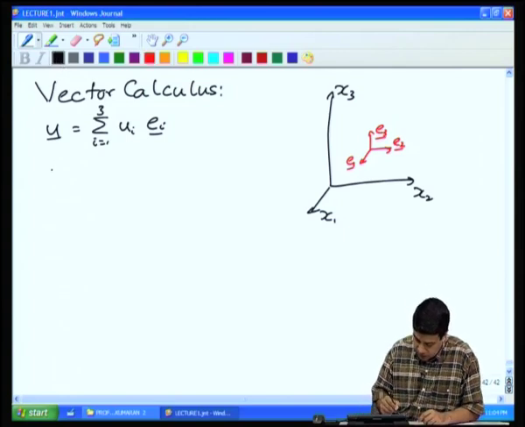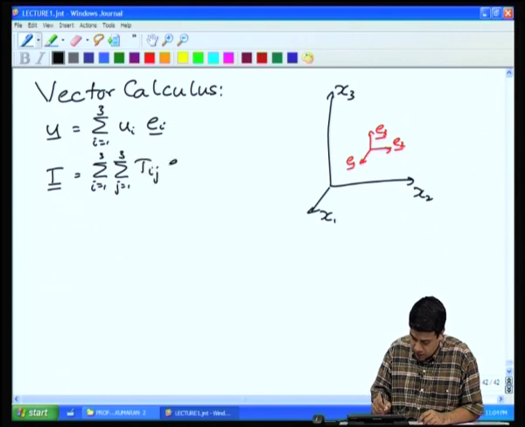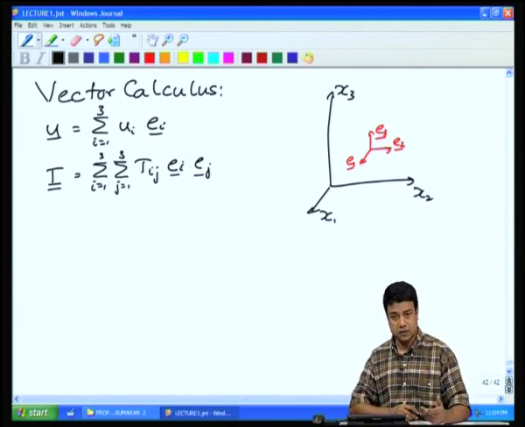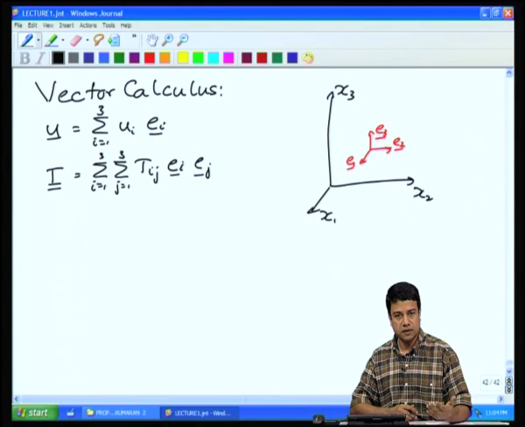So, this is a vector, it has 3 components, but we will consider the vector as an object in itself. Similarly, I had defined for you the stress tensor, the summation i, j equal to 1 to 3 of T_ij e_i e_j. So, there is a stress tensor, it has 2 directions associated with it: the direction of the force acting at the surface and the direction of the unit normal to the surface.